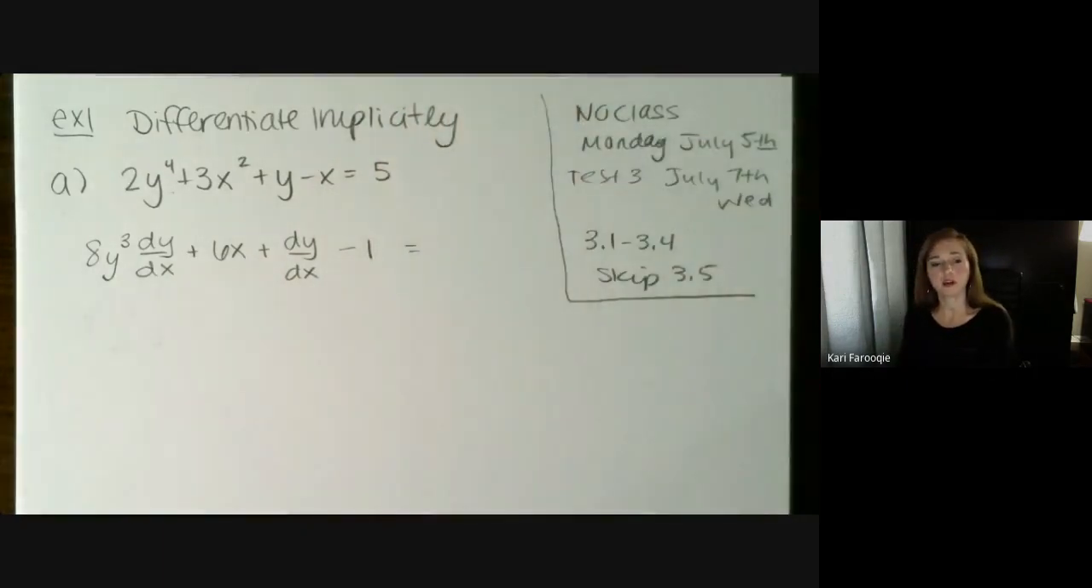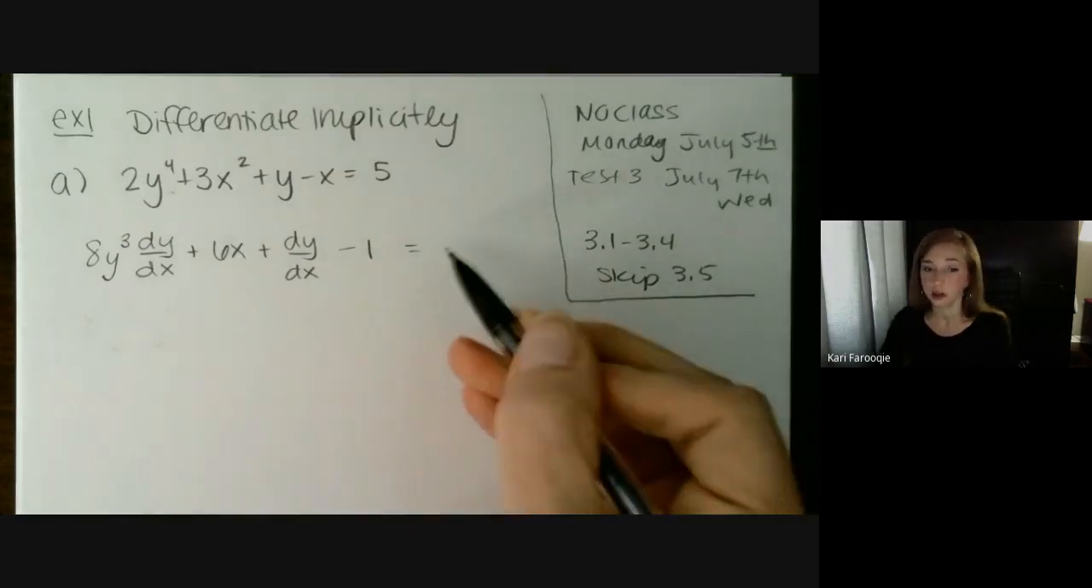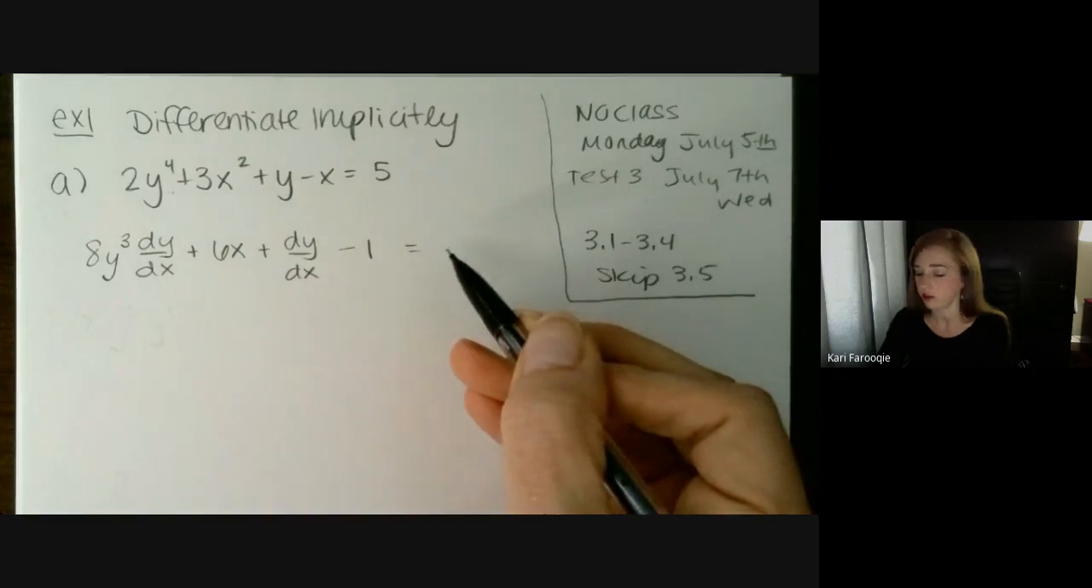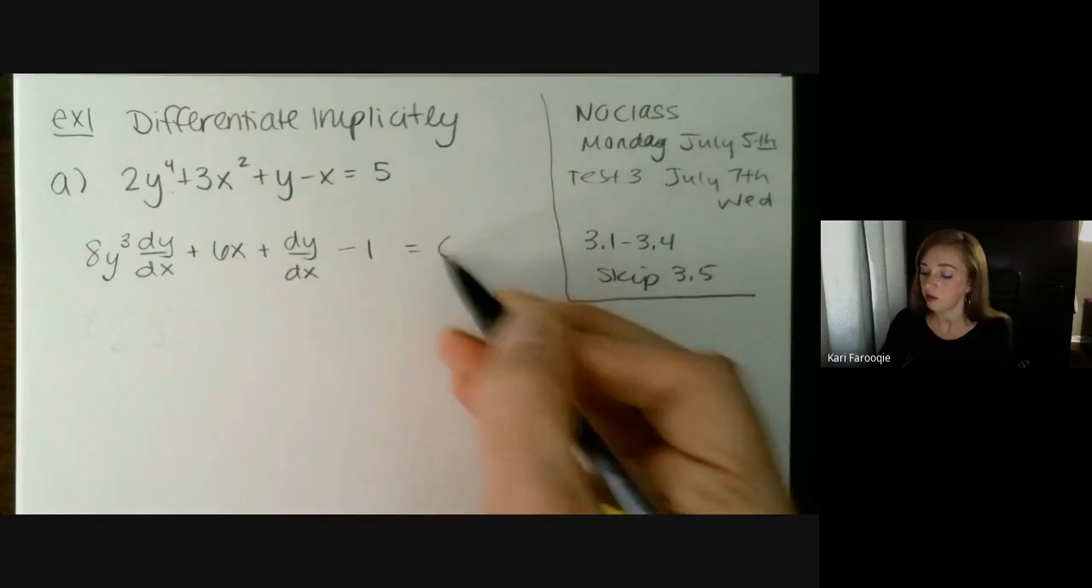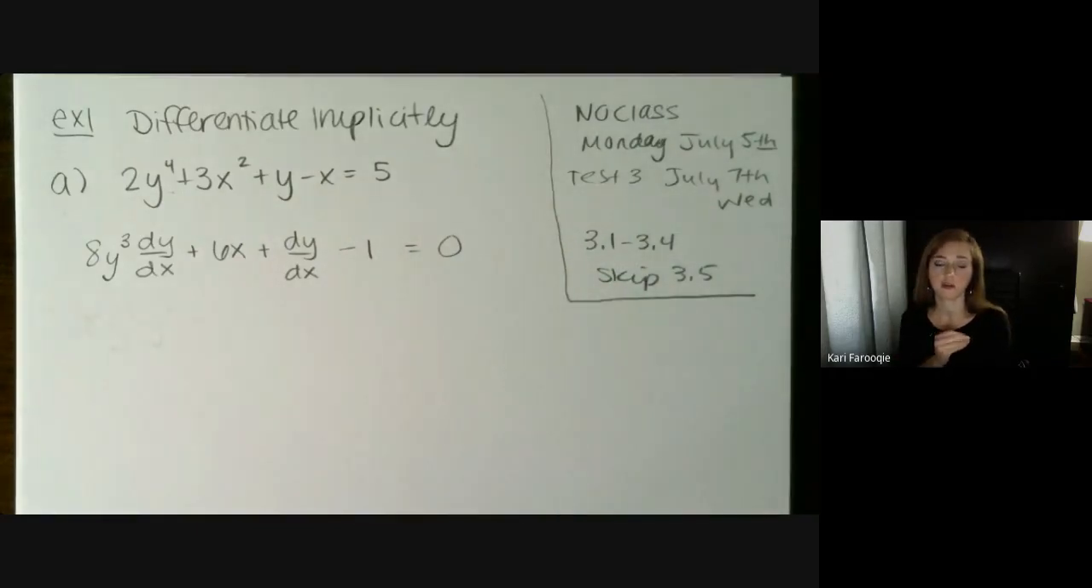Another thing I'm going to caution you to look at is when you get to the right-hand side, a lot of times there's a constant on the right-hand side, and students forget to take the derivative on the right-hand side. They say, okay, this equals 5, and then they work on it. The derivative of 5 is 0. So try to remember to take the derivative of your constants.